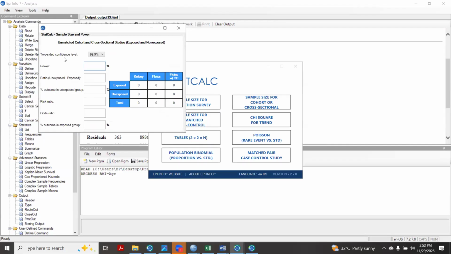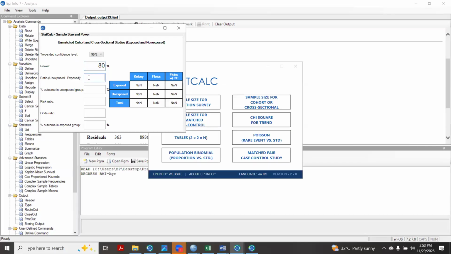The first thing is your two-sided confidence interval. Please choose 95%. The power. I have a webinar on sample size determination. Please look for it. I explained power there very well. Because of our time, please look for the webinar on sample size determination. So default power is 80%. I explained the reason why we use 80% or higher.